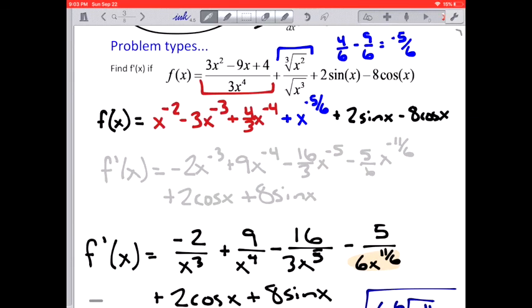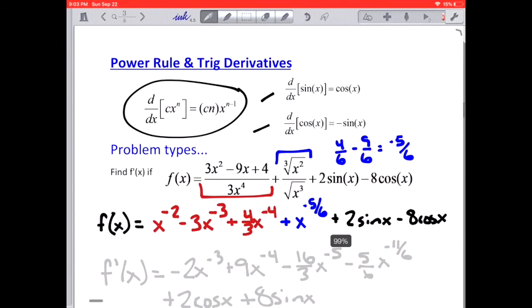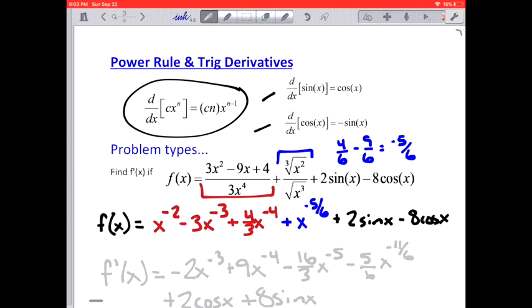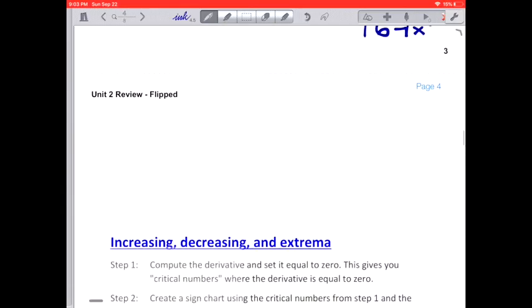So again, what did I do? The part in red I rewrote as 3 separate fractions so it would be in a form suitable for the power rule. I did the same for the part in blue, and for the trig functions I just had to remember the derivative of sine is a positive cosine and the derivative of cosine is a negative sine.